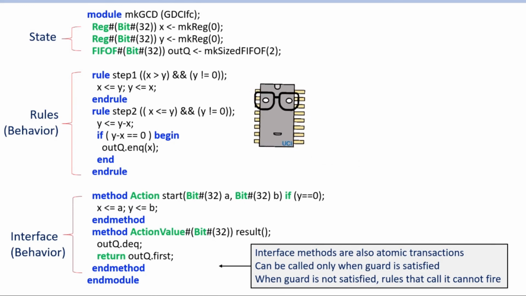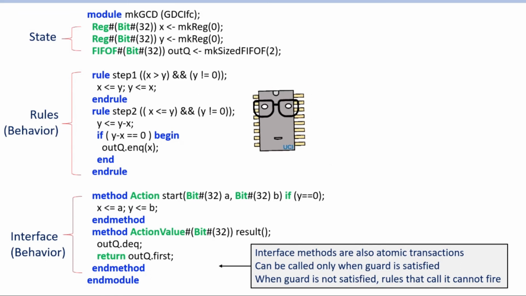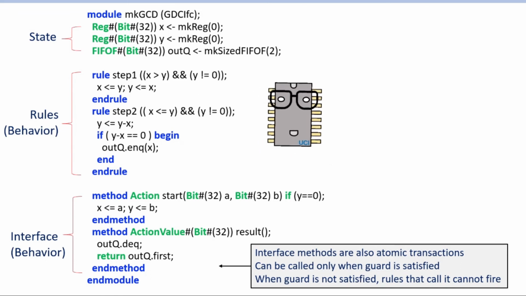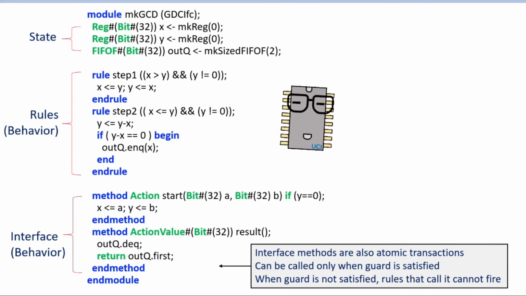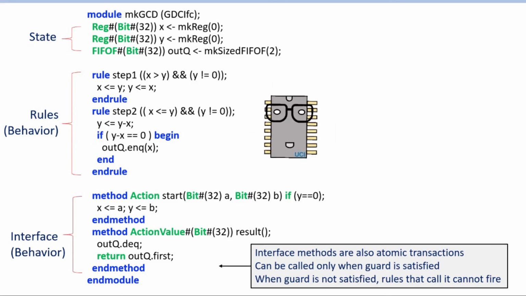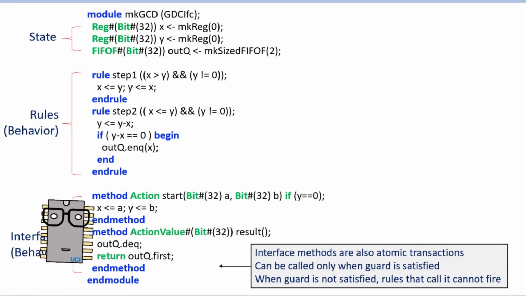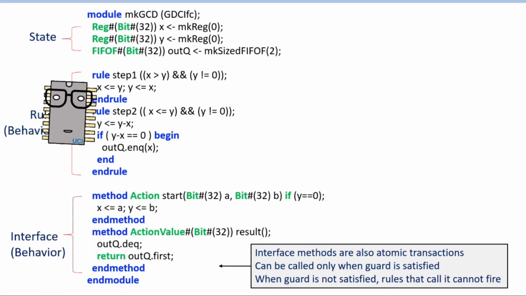When that happens, the Bluespec compiler actually instantiates what is called a scheduler, for when two or more rules can fire at the same time but they conflict with each other. We're going to talk about what conflicting is in a bit. But if two rules conflict with each other, like start and step 1, if the guards overlap, they could conflict because they're both writing to the same registers, x and y.